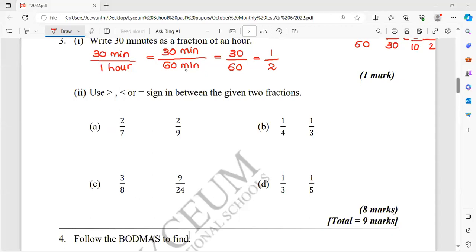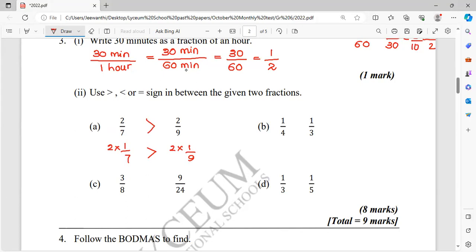Now we will quickly move to the sums here. In part A, I write 2 by 1 over 7, and here 2 by 1 over 9. Now we'll just see which of 1 over 7 and 1 over 9 is bigger. 1 over 7 is bigger. Why is it bigger? It has the lower denominator value. Therefore, this one will be bigger. Then you can write this with the original values, then the 2 over 7 will be bigger.